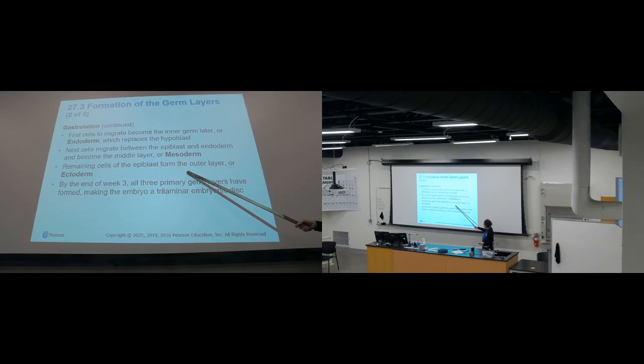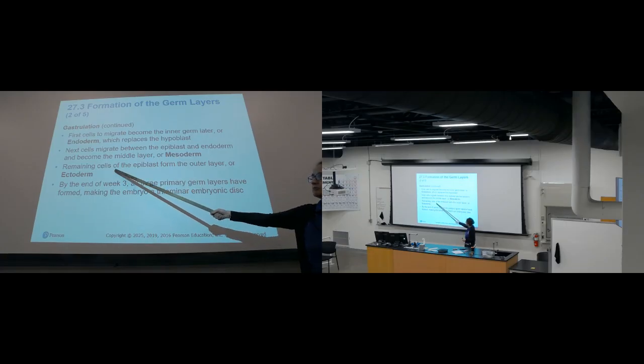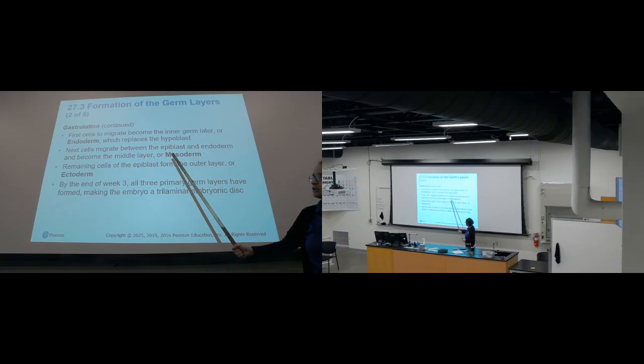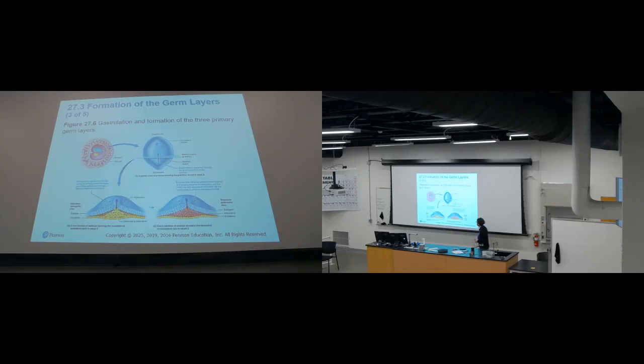And then the ectoderm comes from the epiblast cells. So why do we call them endoderm, mesoderm, and ectoderm? Well, endo because it's going to be internal, mesoderm because it's going to be in the middle, and ectoderm is going to be external.